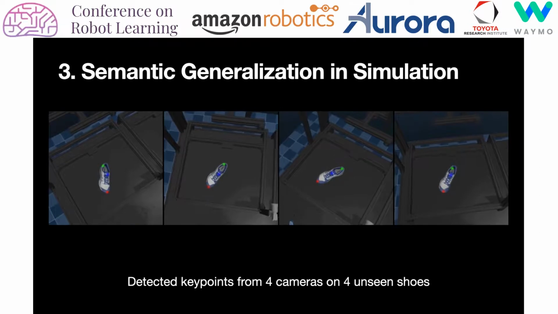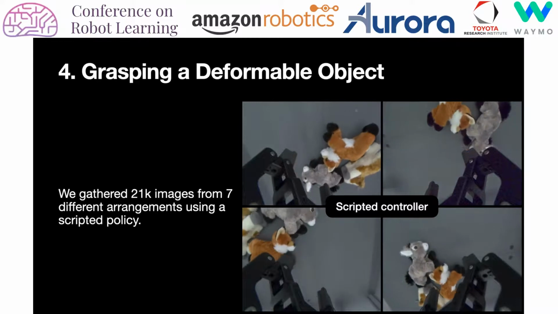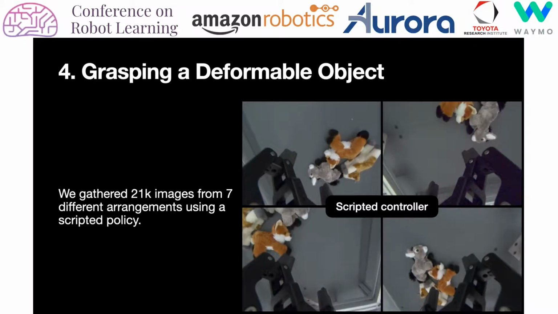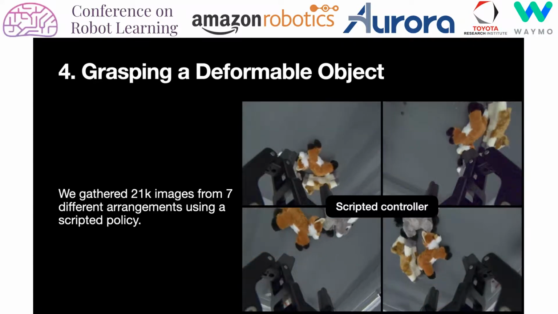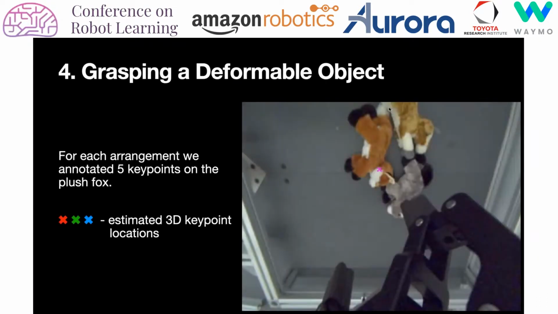In our experiments, we wanted to see whether we can use this model to script a controller that can grasp a specific part of a deformable object. In our case, the front right paw of a plush fox. To collect the data, we used a scripted controller which hovered above our object. We gathered 21,000 images from 7 different arrangements of our objects. For each arrangement, we annotated 5 key points on the plush fox.